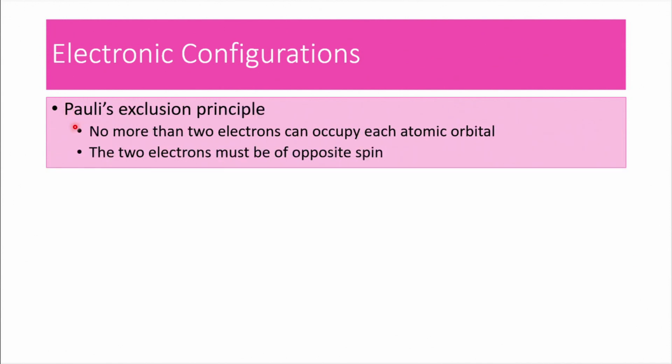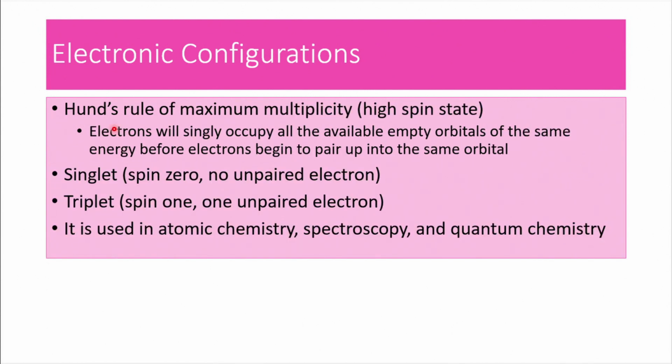The next one we follow is Pauli's exclusion principle. Here no more than 2 electrons can occupy each atomic orbital. The 2 electrons must have opposite spin. The next rule to follow for electronic configuration is Hund's rule of maximum multiplicity. When we talk about Hund's rule, we talk about spin states. Electrons will singly occupy all the available empty orbitals of the same energy before electrons begin to pair up in the same orbital. This is what is called Hund's rule of maximum multiplicity.